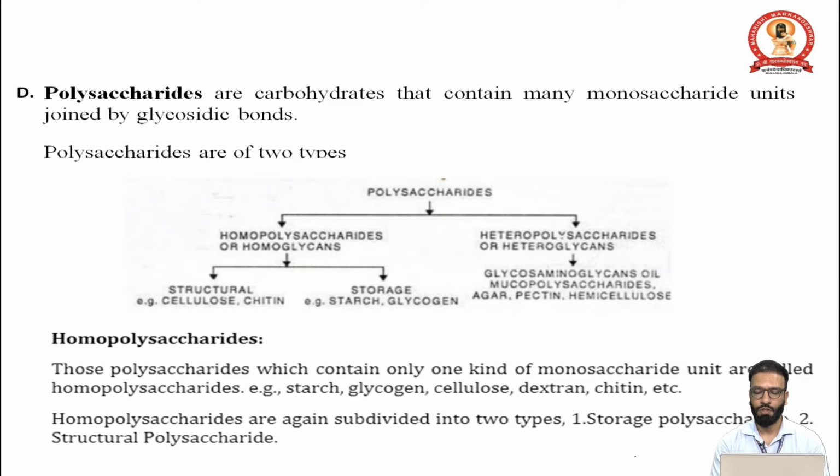Homo means that one kind of monosaccharide is repeating in the polysaccharide. So the monosaccharide units repeat themselves. Examples are starch, glycogen, cellulose, dextrin, etc. And in heteropolysaccharides we have glycosaminoglycans or mucopolysaccharides, agar, pectin, hemicellulose, etc. Homopolysaccharides are further divided into storage and structural polysaccharides.